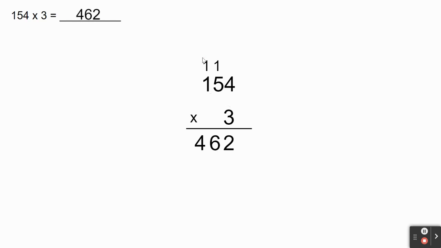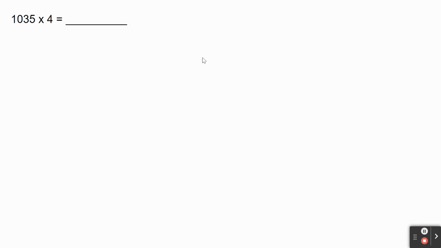Let's try another problem. Here we have 1035 times 4. We'll line these factors up vertically, which means one on top of the other. We're going to start by multiplying the ones place. So we're going to multiply 4 times 5, which is 20. In the number 20, the 0 is in the ones place, so we're going to put the 0 down at the bottom, and we're going to regroup the 2 to the tens place.